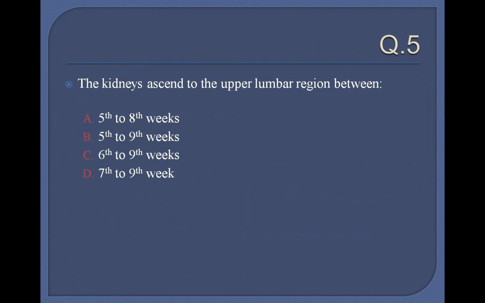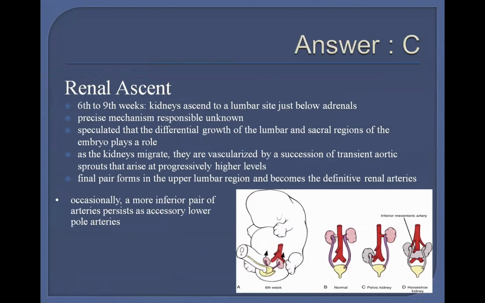Karunakar, next question. Priyanka can go to. Kidneys ascend to the upper lumbar region: 5th to 9th weeks, 6 to 9th weeks, 7 to 9th weeks. Maybe around C or D, sir. 6 to 9 or 7 to 9, approximately around 8 to 9 weeks, I remember. So I don't know exactly C or D. I go for C, 6 to 9 weeks. Yes, the answer is C, 6 to 9 weeks.